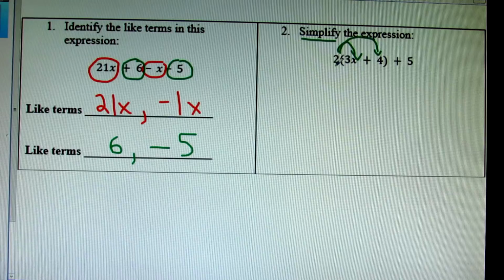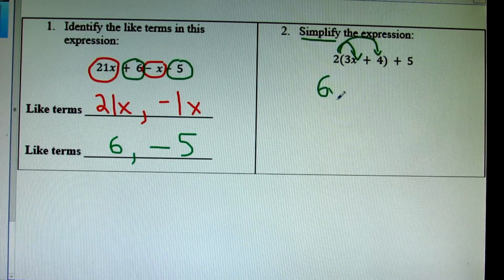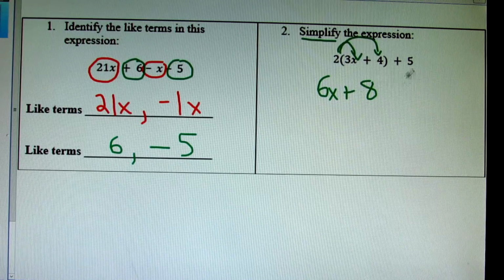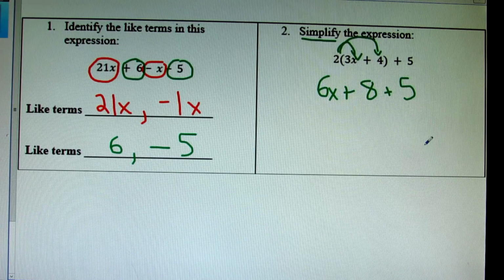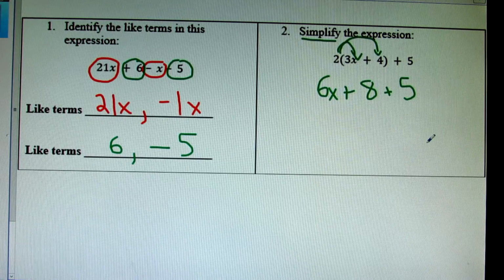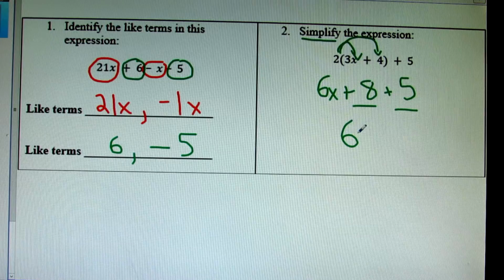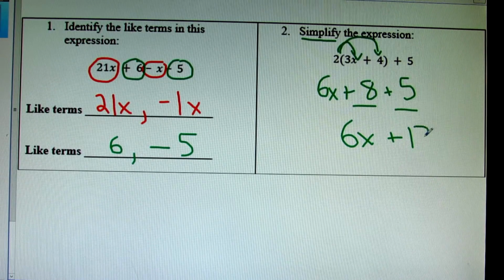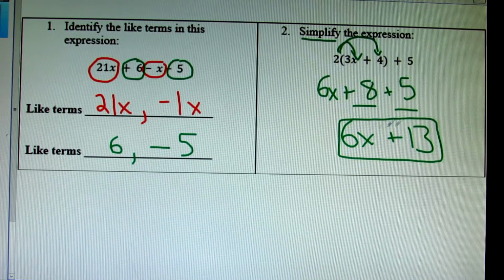Now, Chris, I know you know what this is. 2 times 3x, 6x, 2 times 4, that's an 8, and it's a positive 8. And I'm just going to rewrite plus 5. Alright, Noah, what do we do now? Yep, we're going to combine these like terms. 6x plus 13. And that will be my final answer. 6x plus 13.